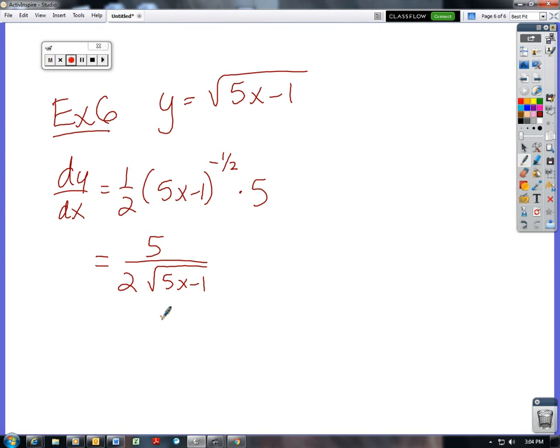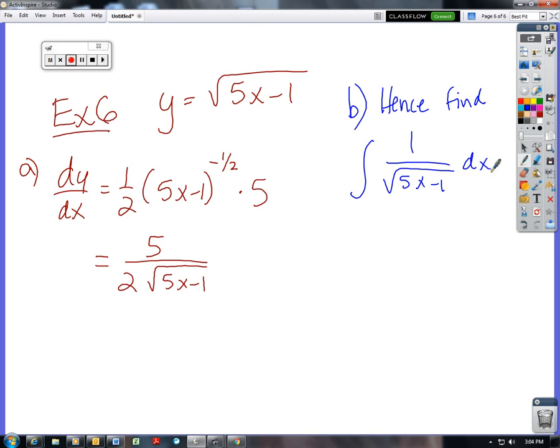Of course, I guess I should probably tell you what we're doing on part B. So this was part A, and then part B is hence find the integral of 1 over the square root of 5x minus 1 dx. So that's our goal. Okay, so what you're going to do, as soon as you find the derivative, you're going to turn right back around and integrate it.